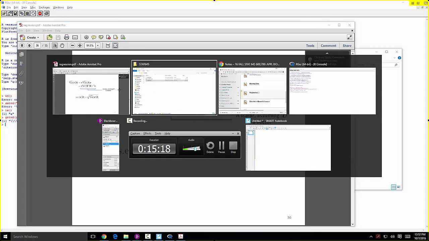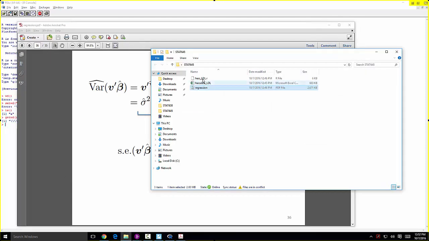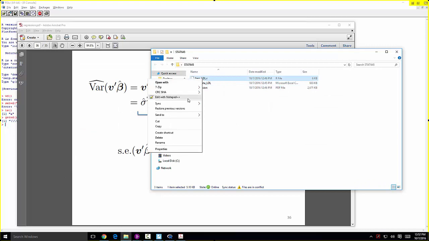Let's go see an example. I'm going to get the HERS LDL data.